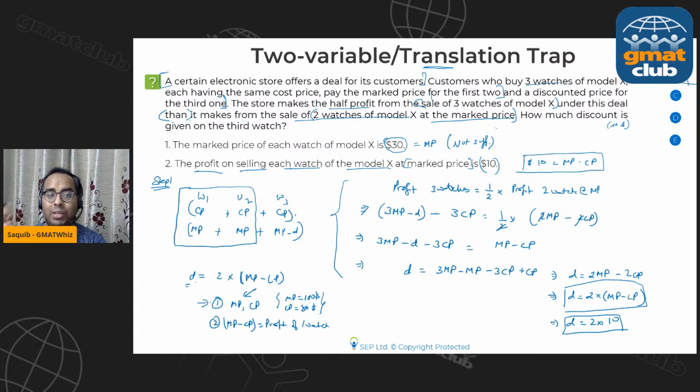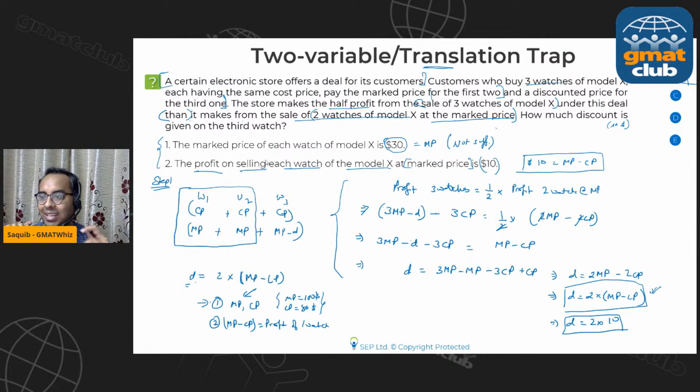As you can notice, a lot of translation is required here. I had to take MP, CP, and D as three variables also, but as I told you, don't worry about taking variables. If you're setting up the right equation, everything falls into place. You'll get an expression which will be very symmetric and meaningful. And obviously here also there are two variables, MP and CP. When I say two variables, I mean you can combine these two statements to get MP and CP. So you might be very much tempted to think, okay, I need the value of MP, I need the value of CP, and I can get both of these from these two statements. So let me mark my answer as C and move on.